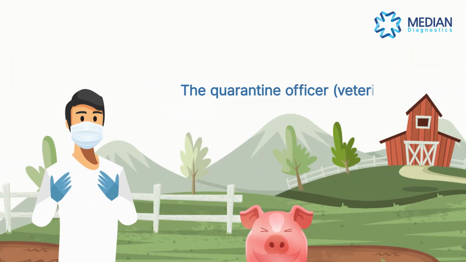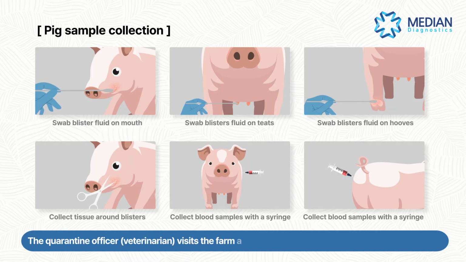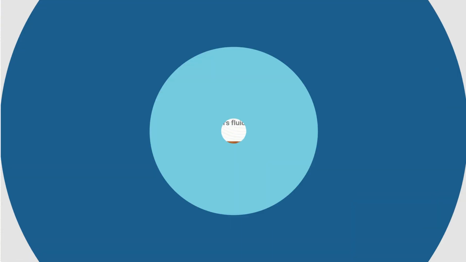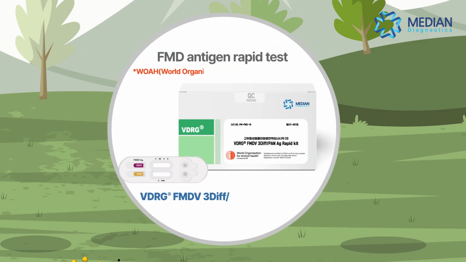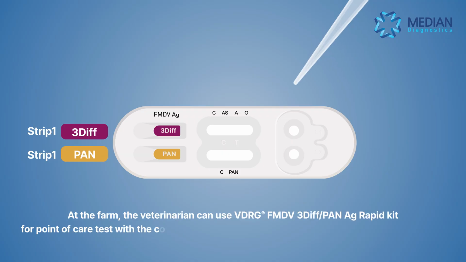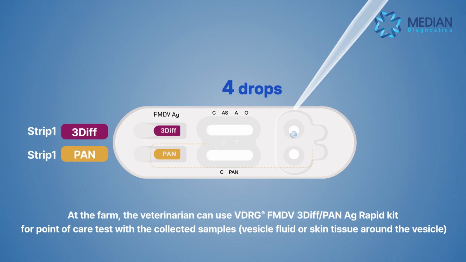A quarantine officer or veterinarian is then sent to the farm. Upon arrival, the officer collects samples from the suspected animals. Some of the collected samples can be tested at the farm using the FMD Antigen rapid kit. This allows a rapid point-of-care test using vesicle fluid or tissue from around the vesicle.